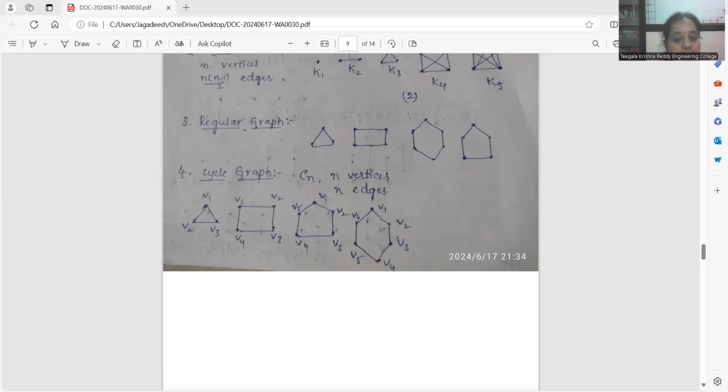So here in the first graph, how many edges? 3 edges with 3 vertices, 4 edges with 4 vertices, same. 5 edges with 5 vertices, and the last one we have a hexagon, 6 vertices with 6 edges. So the cycle graph, denoted by Cn, contains n vertices with n edges.